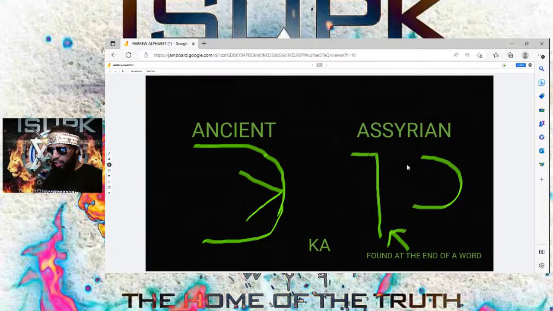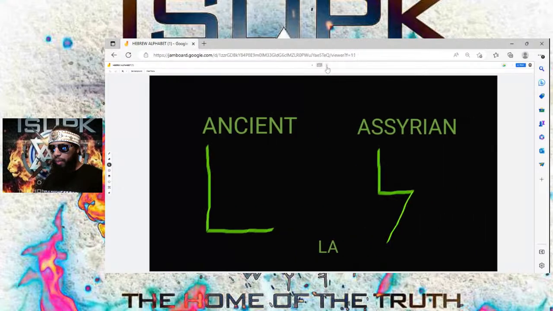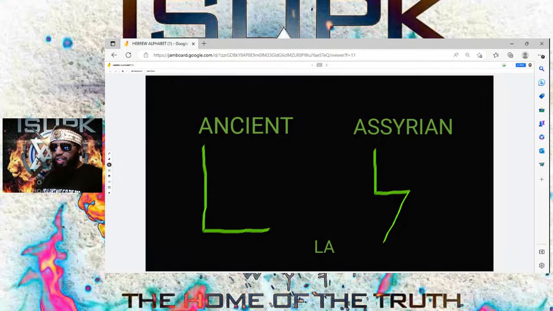Remember to focus on this right here as well. All right, y'all see where that arrow is pointing to in the Syrian script? Look out for those types of things. You have your La. You have your La in the Syrian, then you have your La in the ancient.